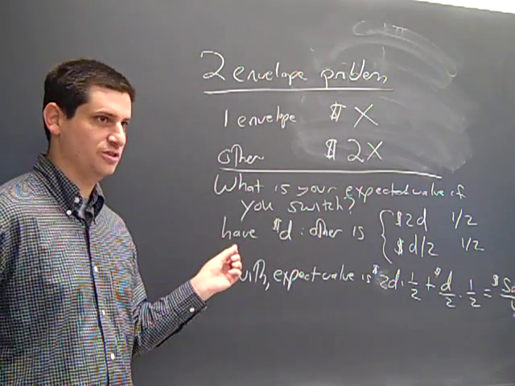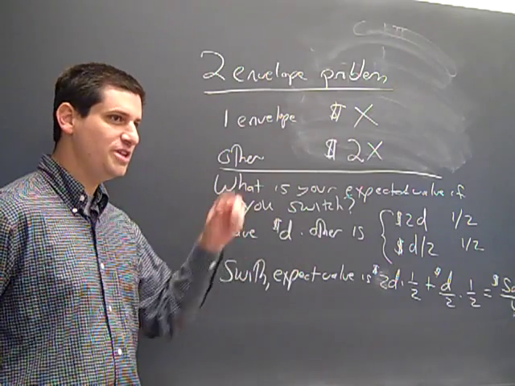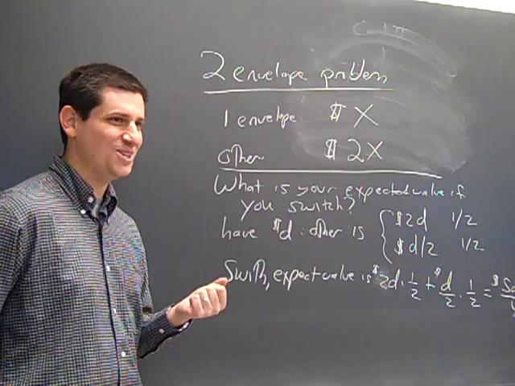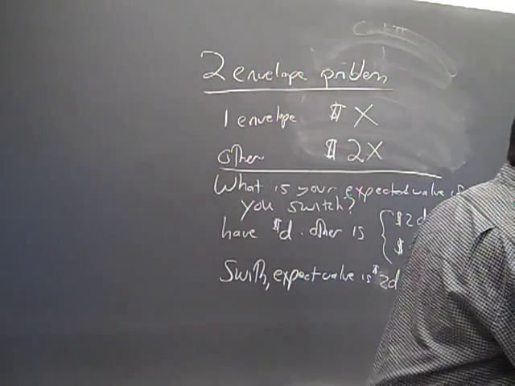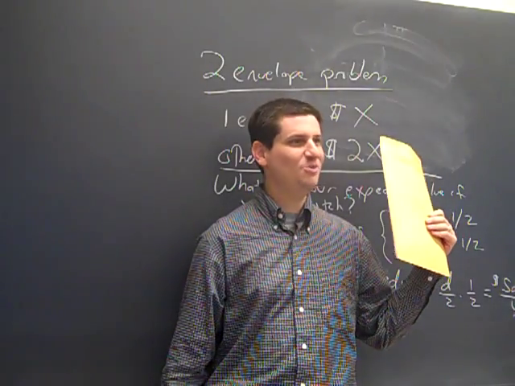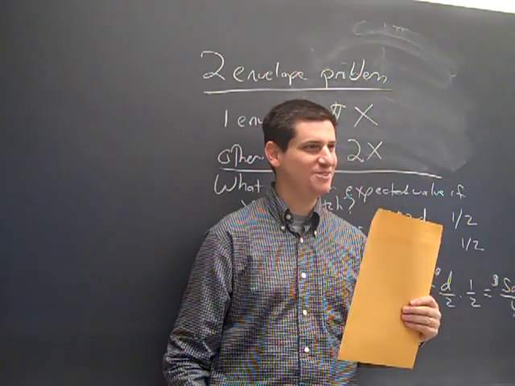Alright, so she just switched. Let's do the analysis again. Let's say there's D dollars in your envelope. What are the possibilities for the other envelope? 5D over 4. Who said left? Do you really want to keep that envelope? If you switch, you'll get 5D over 4.